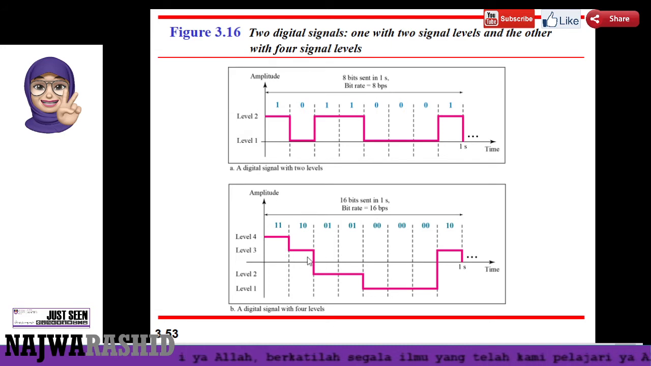For this graph, we have 4 levels of signal, a digital signal with 4 levels. At each level it sends 2 bits of data. In 1 second, it sends 16 bits of data. That means the bit rate is equal to 16 bits per second. In 1 second, this signal allows you to send 16 bits of data. So that is the difference.